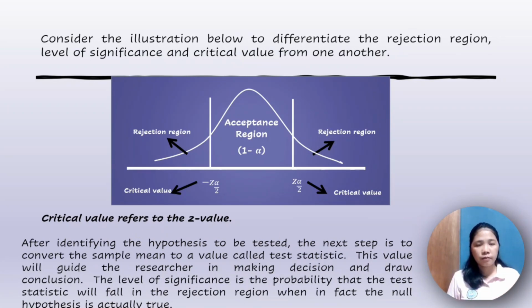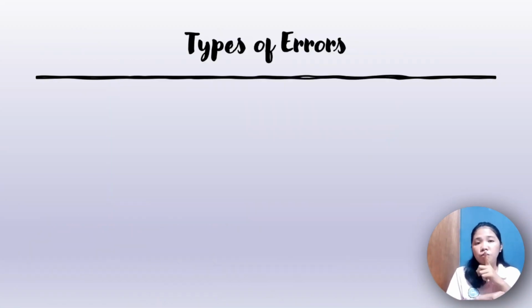Critical value refers to the z value. After identifying the hypothesis to be tested, the next step is to convert the sample mean to a value called the test statistic. This value will guide the researcher in making decisions and drawing conclusions. The level of significance is the probability that the test statistic will fall in the rejection region when in fact the null hypothesis is actually true.